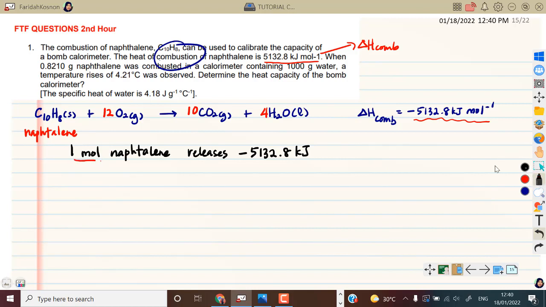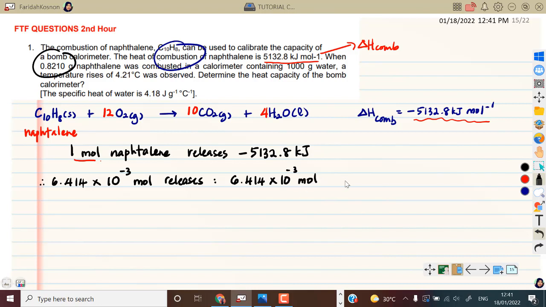Therefore, what we put into the bomb calorimeter earlier, 0.8210 gram, is equivalent to 6.414 times 10 to the power of negative 3 mole of naphthalene. If this amount of naphthalene burns, how much heat is released? So you have to calculate. 6.414 times 10 to the power of negative 3 mole of naphthalene.